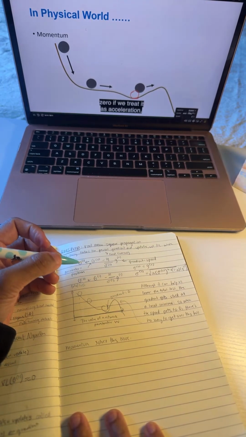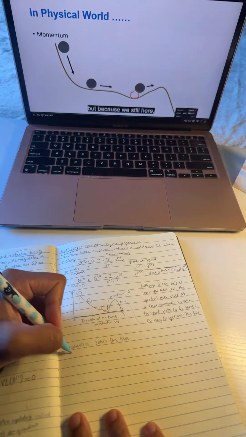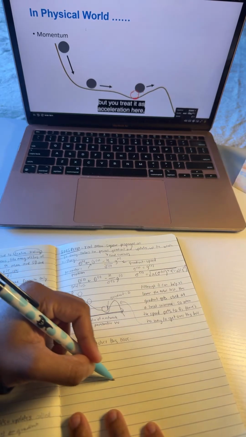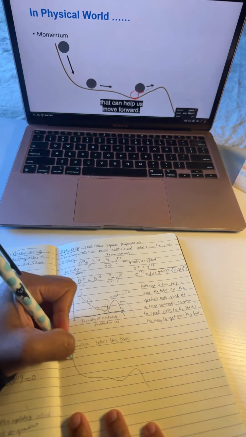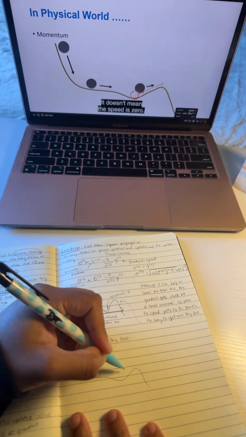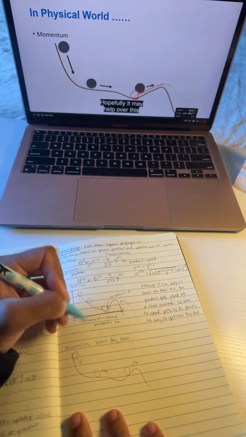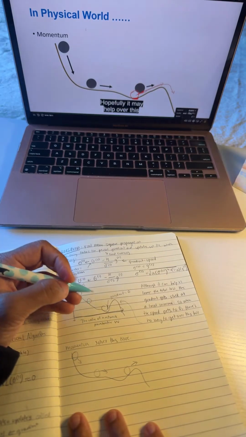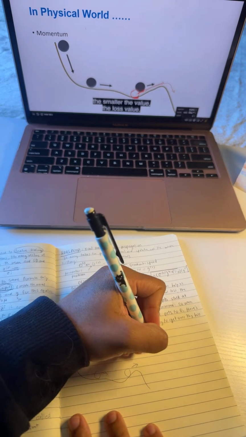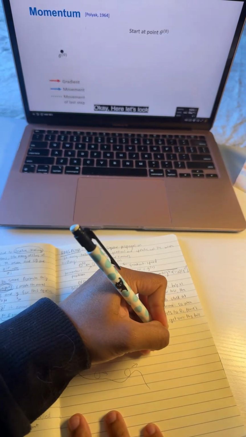If we treat it as an acceleration, even though the gradient is 0, we may still have the speed that can help us move forward. Acceleration is 0, it doesn't mean the speed is 0, right? So when we treat the gradient as acceleration, even though the gradient is 0, we still can move forward. Hopefully, it may help us climb over this hill and move forward to a smaller loss value. Okay, so here let's look at the momentum process.